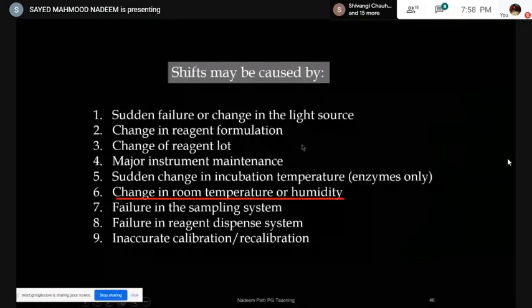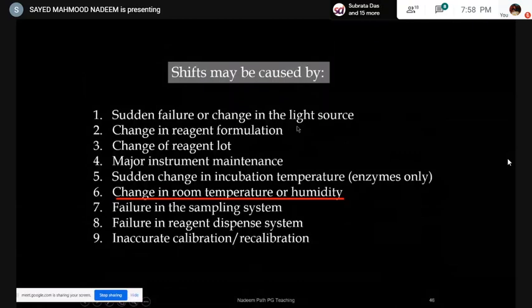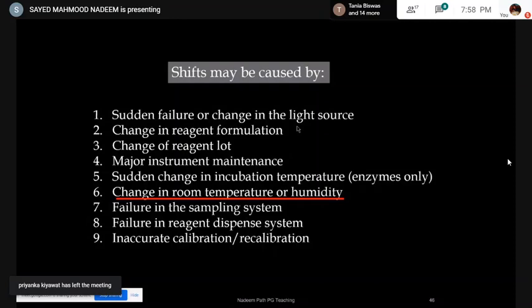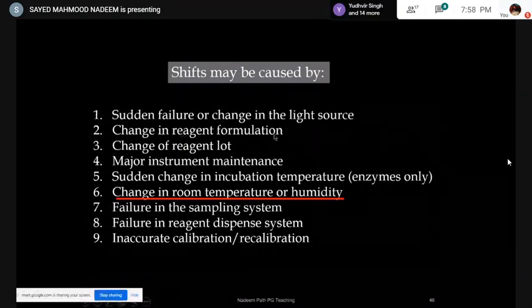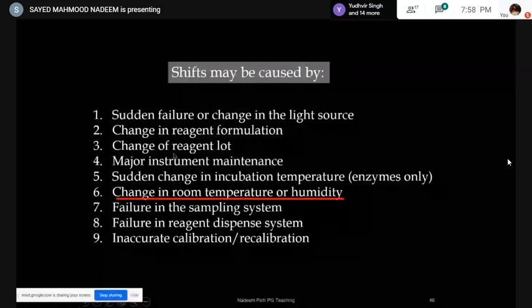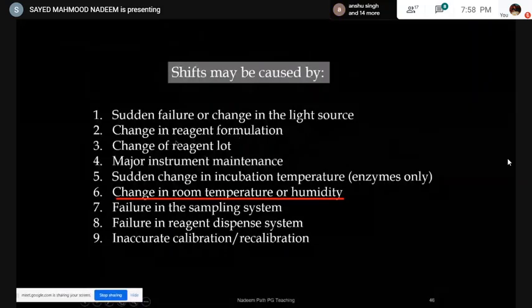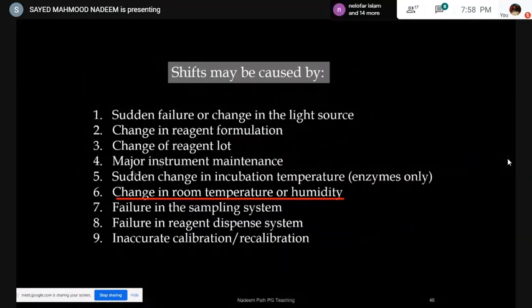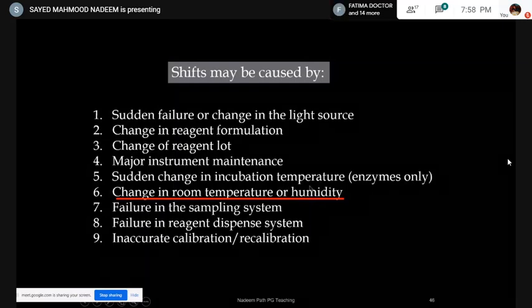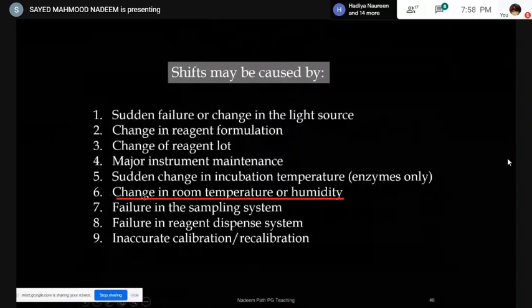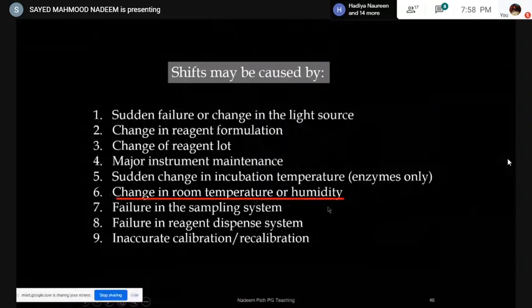Sudden failure or change in the light source. If you put a new light source, the intensity of the light is high, immediately the entire picture of the control will change. If the reagent formulation is changed, if you change to a new lot of reagent, of course, you have to understand, remember when I told you control is lot dependent. Major instrument maintenance, every time there is maintenance of the instrument, the mean and SD will change. Sudden change in incubation temperature. Very important thing which many people don't realize is change in room temperature or humidity.